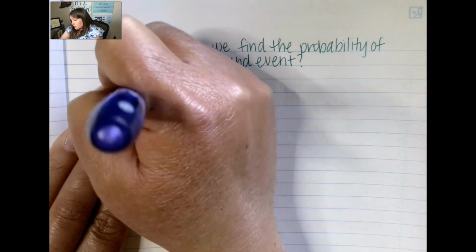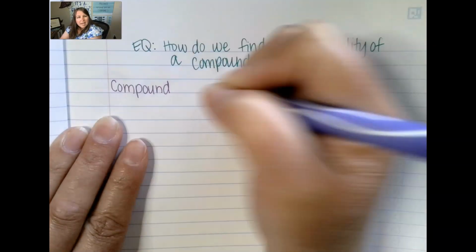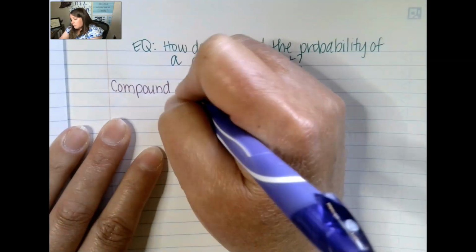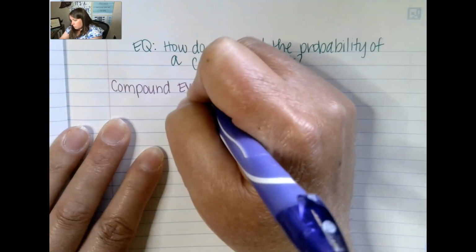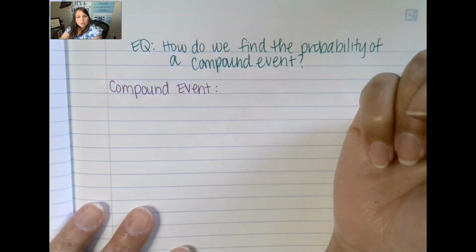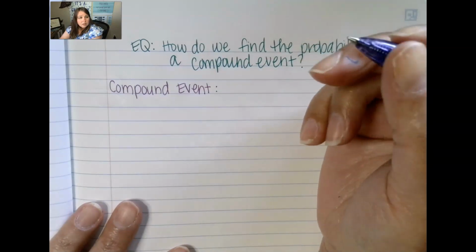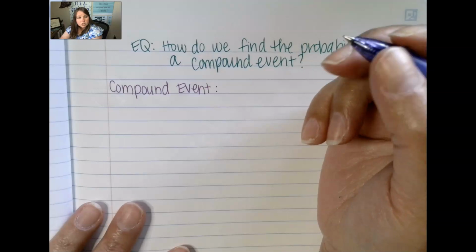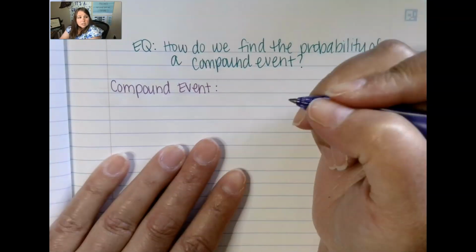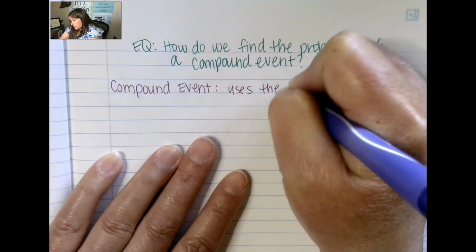So let's rewrite this. Compound, like complex, like it gets more complex than just a straightforward number cube. Compound event. We're still going to use that idea around looking at the outcomes, but they're going to be more complex. So we're going to use the quotient instead. So instead of multiplying, we're going to be looking at some division. So a compound event uses the quotient.